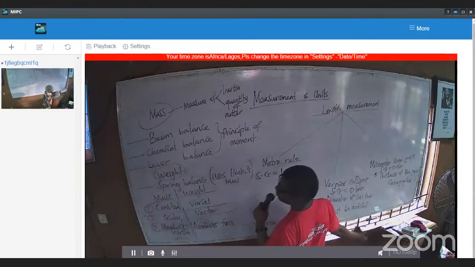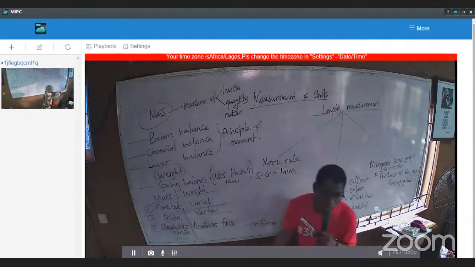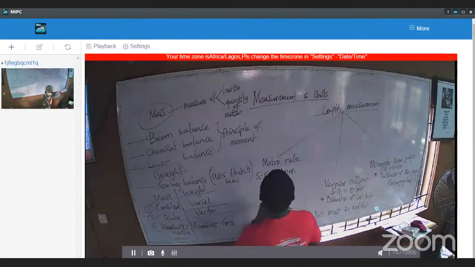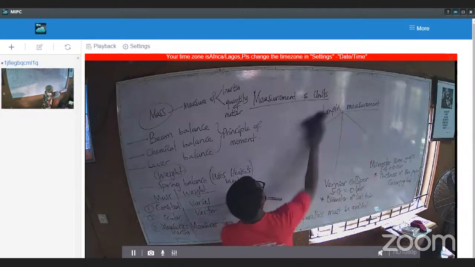So you can see the difference between mass and weight. Mass is constant, weight varies from place to place. Your mass in Lagos will be your mass on the moon, unlike weight that varies from place to place.